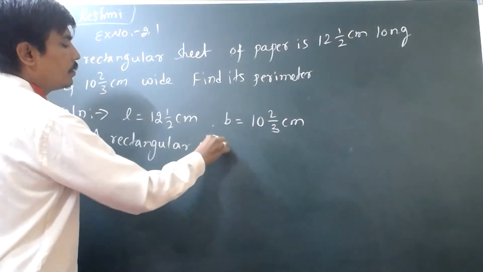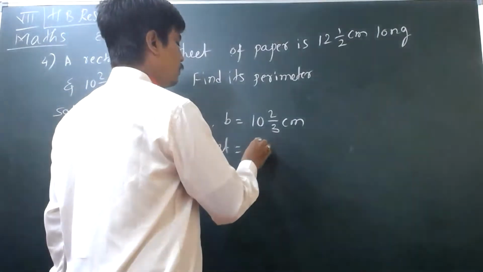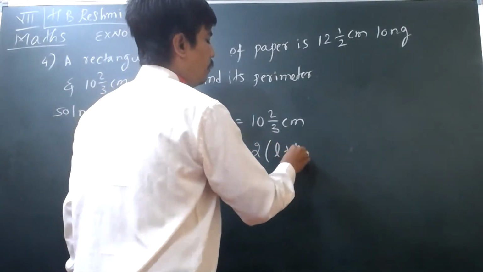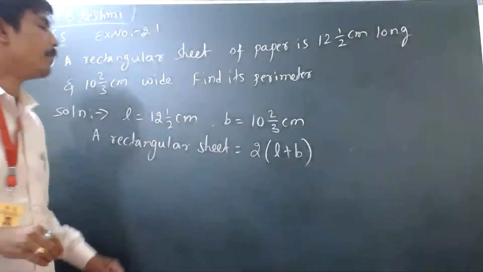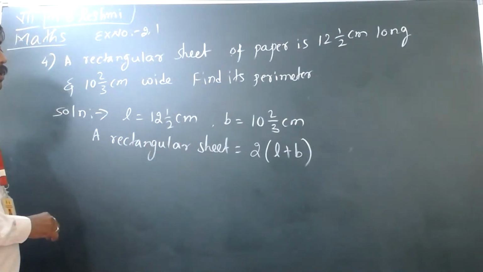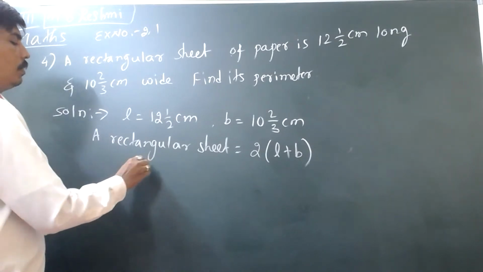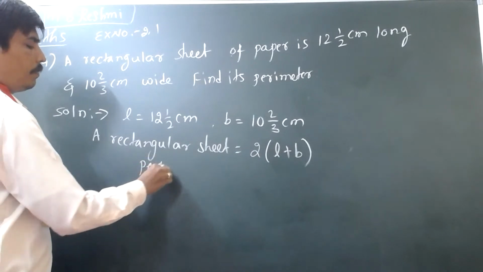Rectangular sheet. The formula we have for the rectangular sheet is 2 into (L plus B). We are finding the perimeter, so we use the perimeter formula.